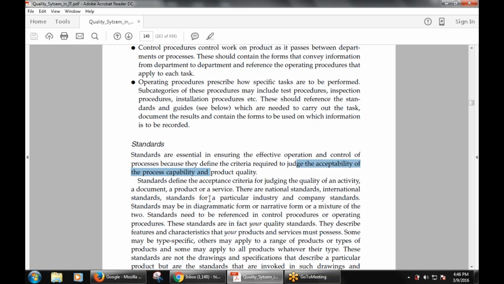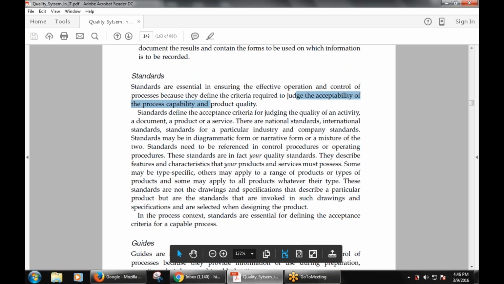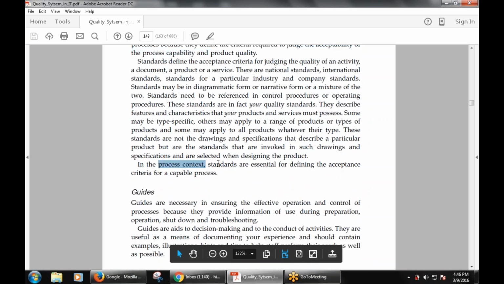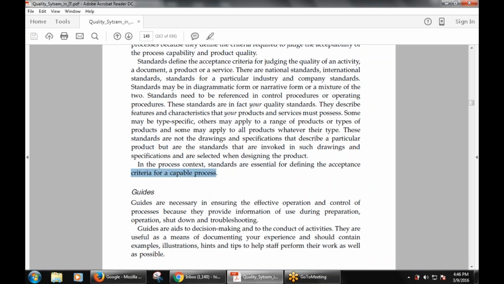And standards need to be referenced in control procedures or the operating procedures. So standards are also used in the two types of procedure, that is the control procedure or the operating procedures. In the process context, standards are essential for defining the acceptance criteria for a capable process. That is, what are the various capable processes that are used for process control in the process context.